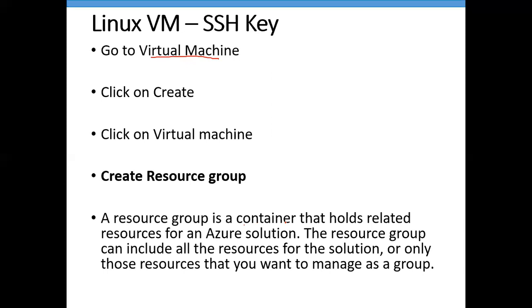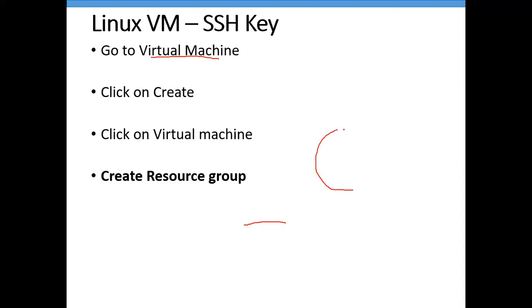I can say resource group is a container which holds all the Azure resources. Resources means virtual machine, IP address, or whatever other services we are going to create under Azure. All these services we are going to create under a resource group. So if I talk in very simple language, a resource group is like a folder. Whatever Azure services we are going to create, we need to put into that folder.